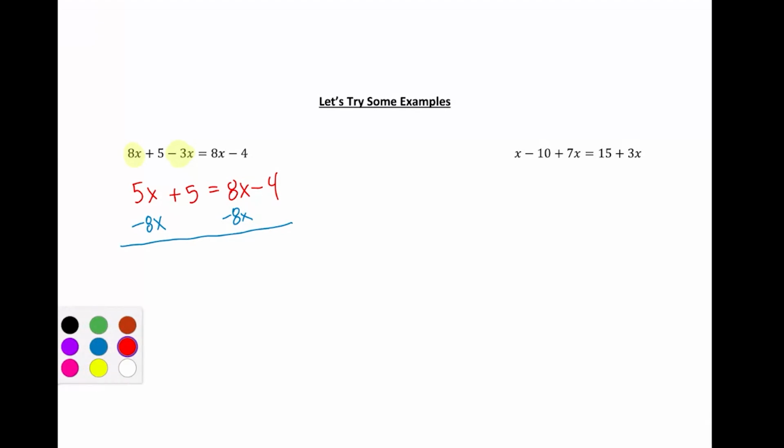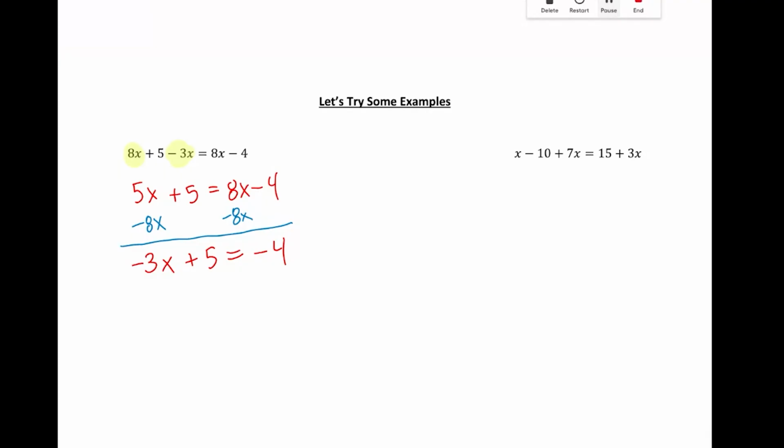On the left-hand side, we have 5x minus 8x, and 5 minus 8 is negative 3. Again, throwing that in your calculator. So we get negative 3x plus 5. 8x minus 8x is 0. Those go away. That's kind of the whole point of subtracting the 8x. And we get negative 4.